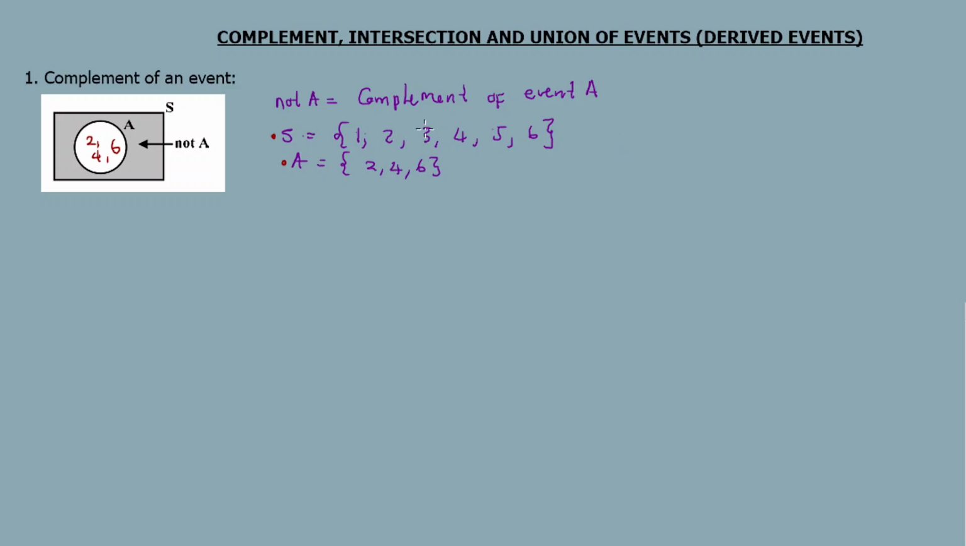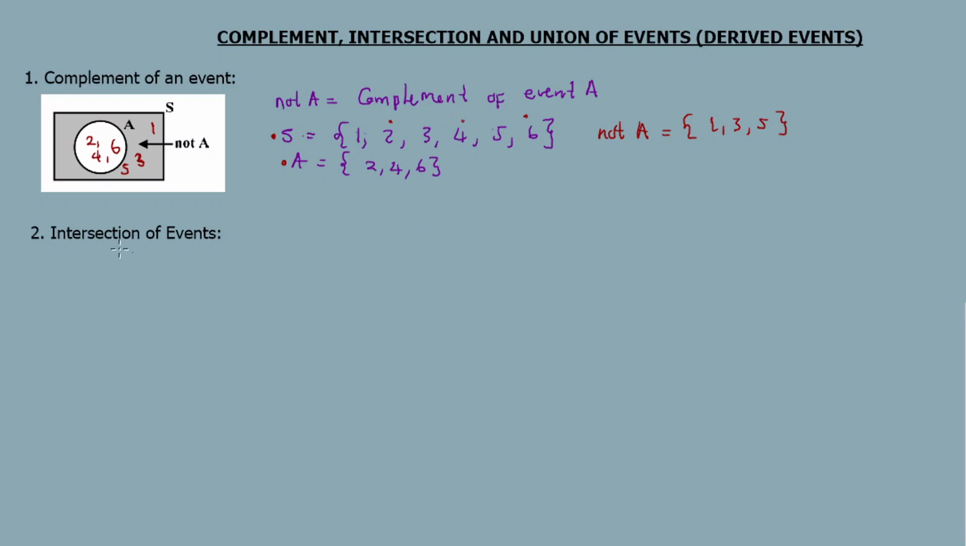So A is 2, 4, 6, and the remaining numbers are 1, 3, 5. So not A is the set 1, 3, 5. Yes, so this is the complement of this event A. 1, 3, 5 is the complement of event A.